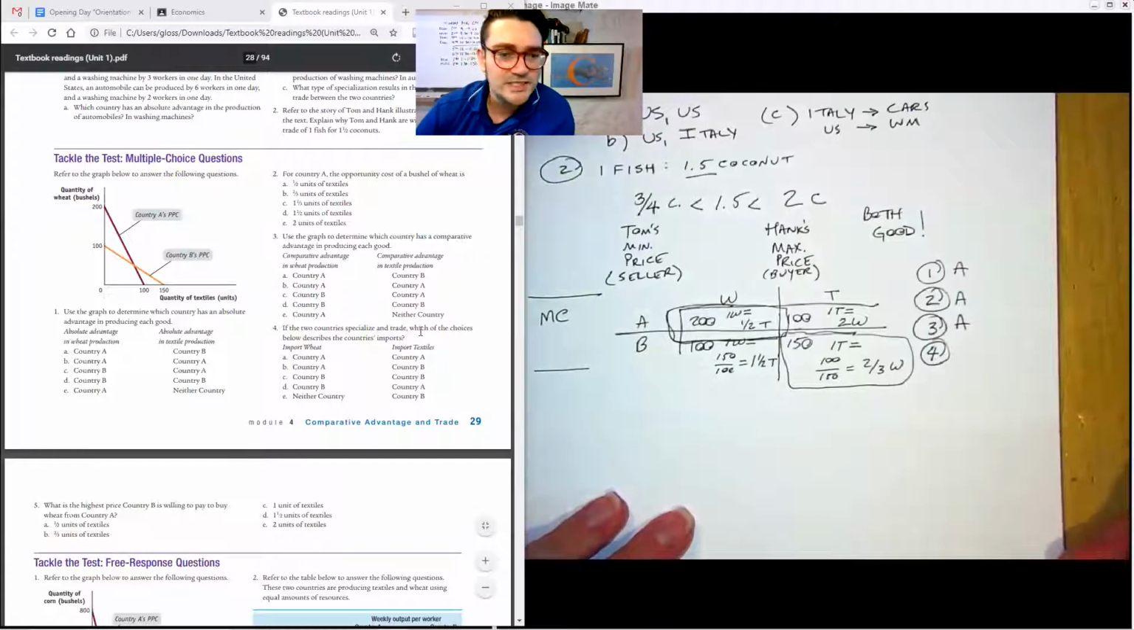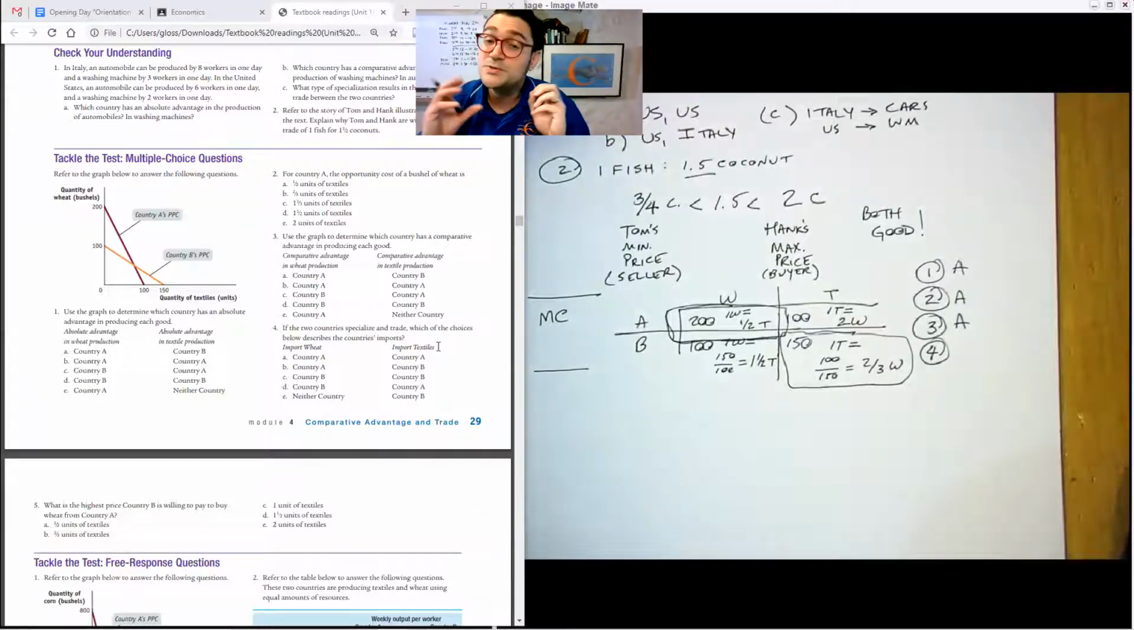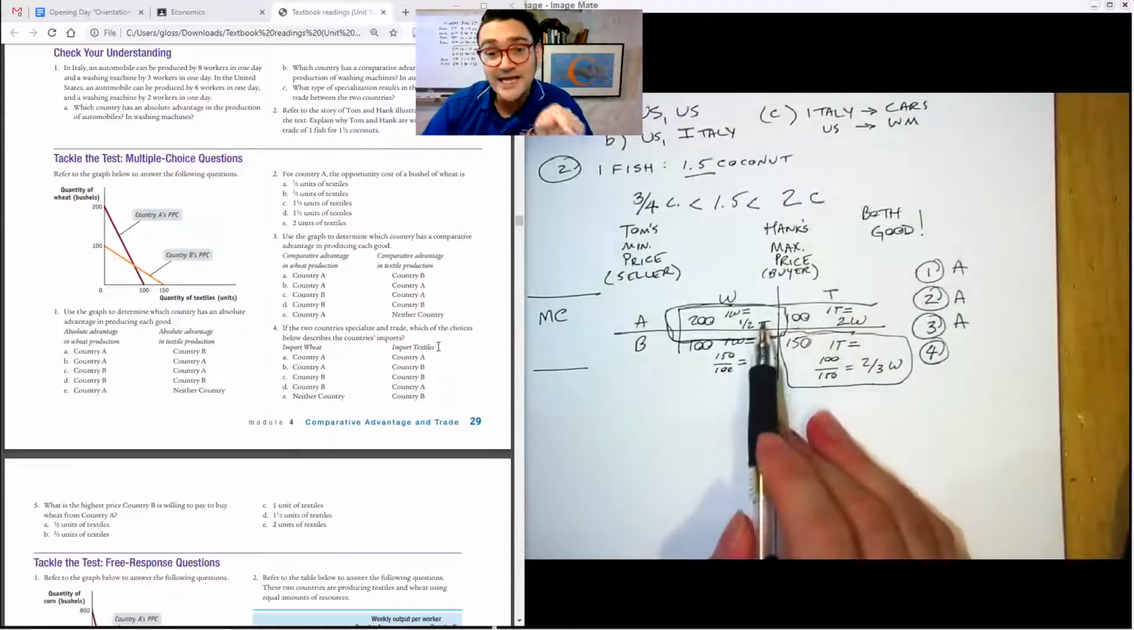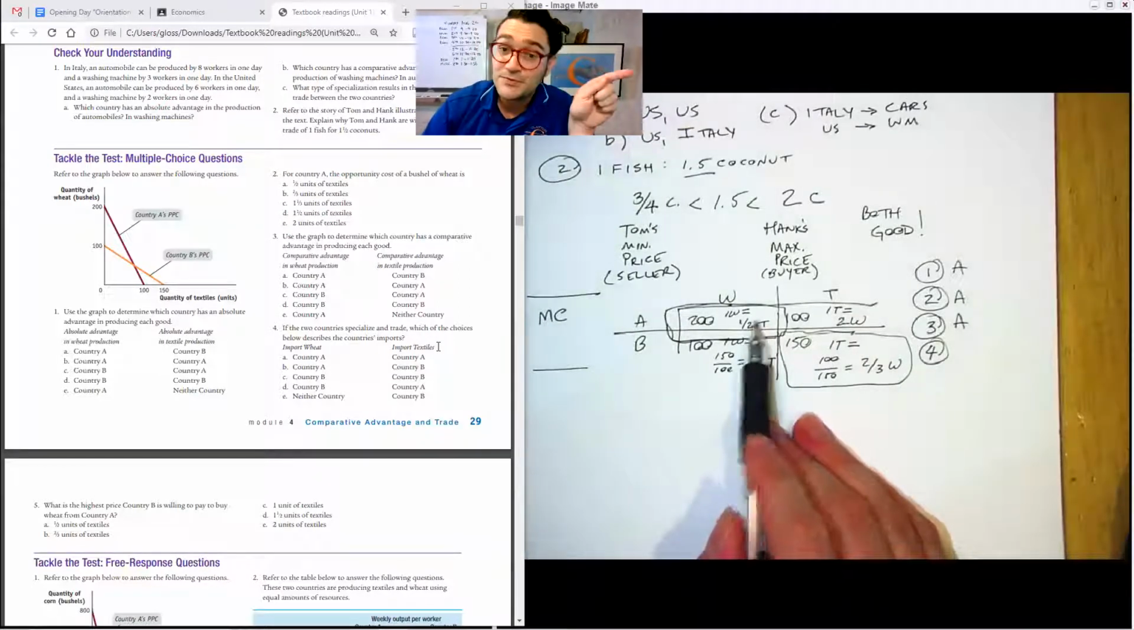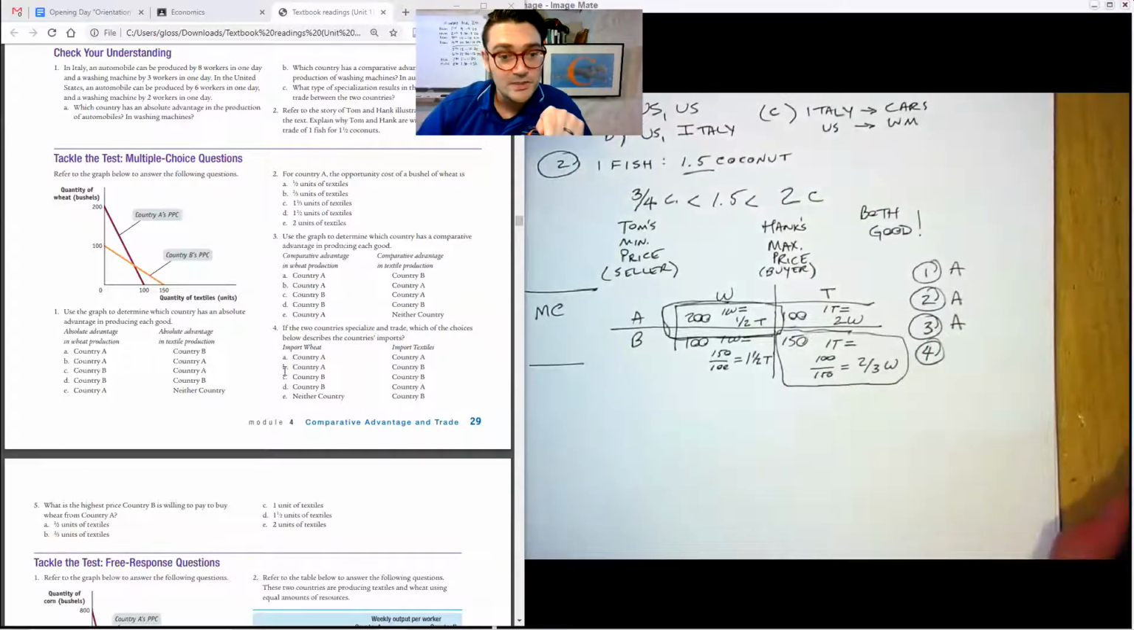If the 2 countries specialize and trade, which one will import what? Now, this one requires you to remember the country that's importing is the one who's buying it. So the other country is the one that's making it. We know that country A is making wheat, so that means country B is buying the wheat. That gets us down to options C and D. And we know that country B is making the textiles, which means that country A is buying them. So our correct answer is going to be D.